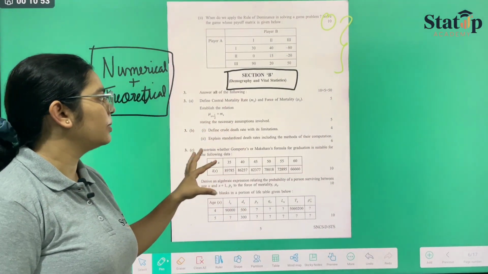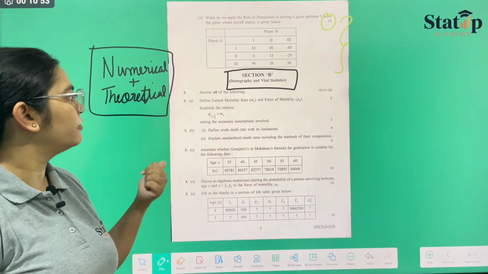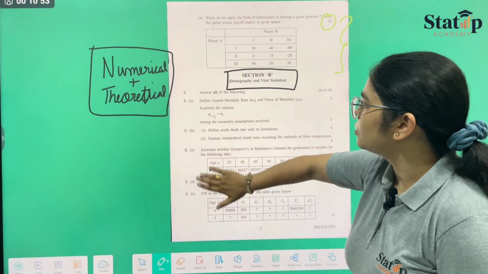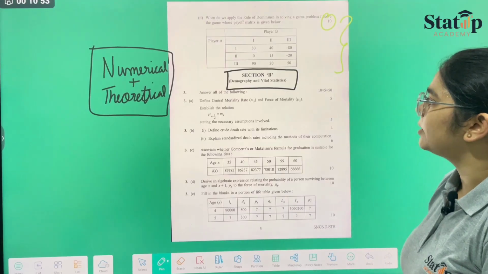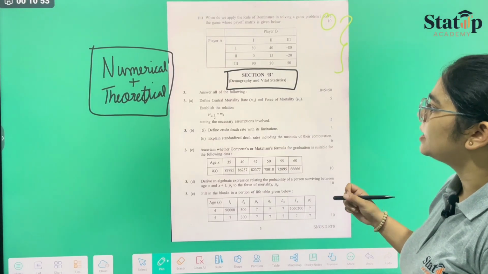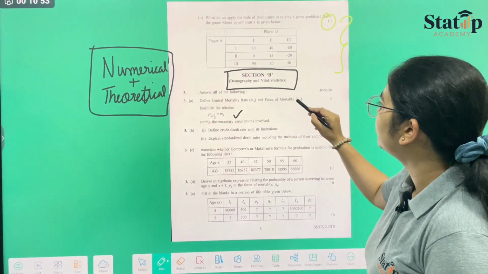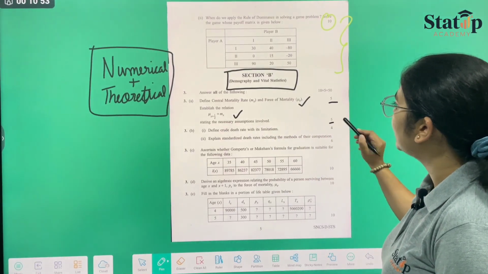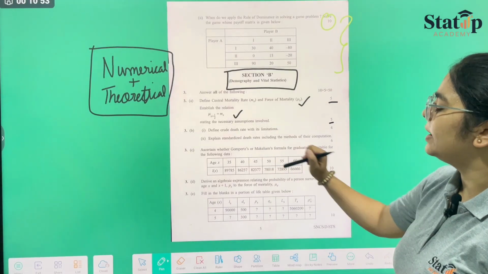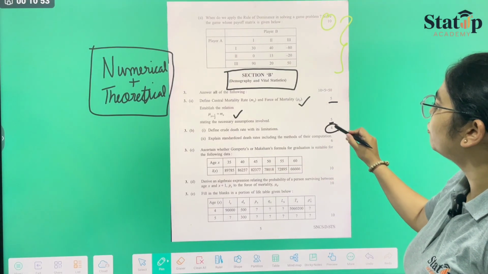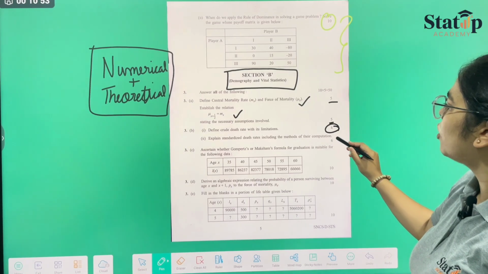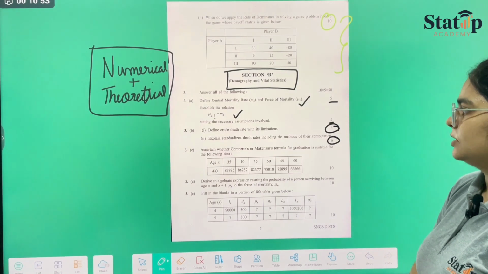So this is section B of demography and vital statistics. First of all, the compulsory parts have been asked. In A, the definition of central mortality rate and force of mortality has been asked, and then the establishment of the relation. Both are of 5 marks each. Then question 3B: define crude rate with its limitation, which is of 4 marks, and explain standardized rate including methods of computation, which is of 6 marks.